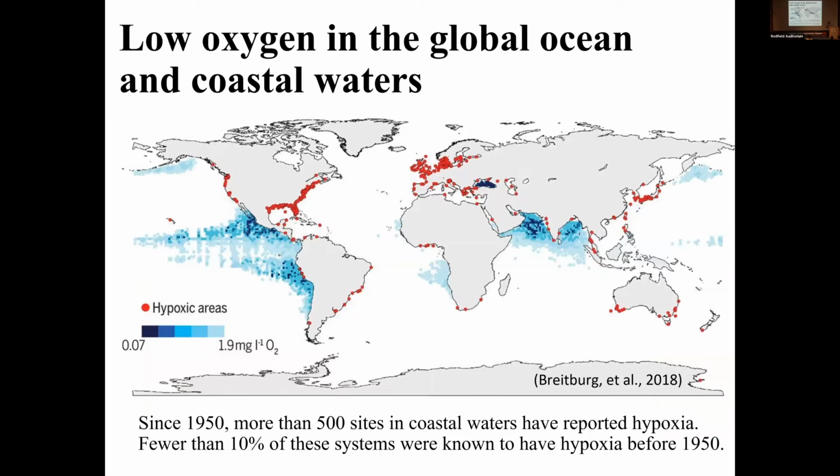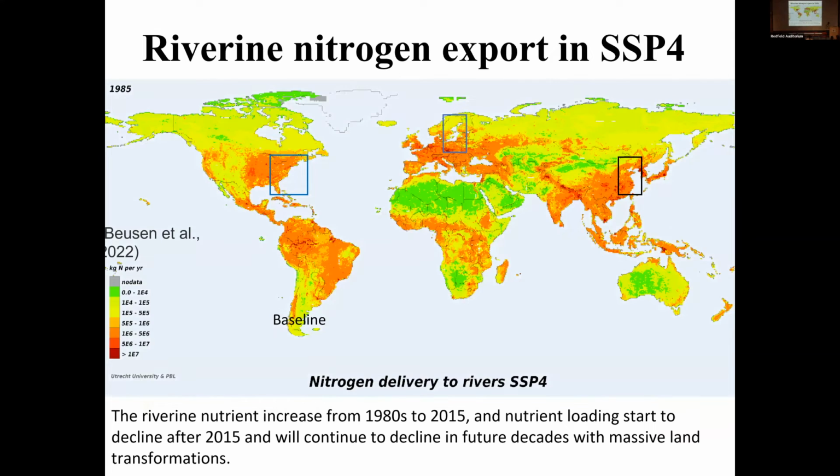Because of eutrophication, as Nina mentioned, since 1950, more than 500 sites had already reported hypoxia, and less than 10% of them had hypoxia before 1950. And if you look carefully at this animation to describe the river nutrient loading to coastal regions, since 1980 to 2050, under this shared socioeconomic pathway, I highlighted a few case study areas for you to look carefully.